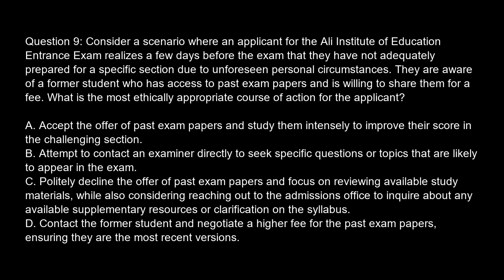Option A. Accept the offer of past exam papers and study them intensely to improve their score in the challenging section. Option B. Attempt to contact an examiner directly to seek specific questions or topics that are likely to appear in the exam. Option C. Politely decline the offer of past exam papers and focus on reviewing available study materials, while also considering reaching out to the admissions office to inquire about any available supplementary resources or clarification on the syllabus. Option D. Contact the former student and negotiate a higher fee for the past exam papers, ensuring they are the most recent versions.